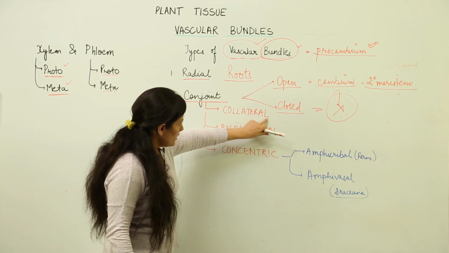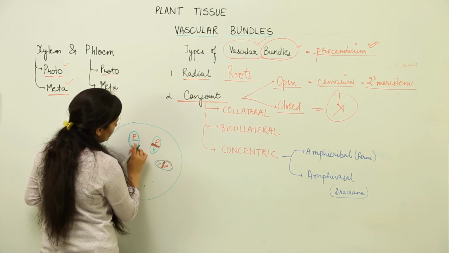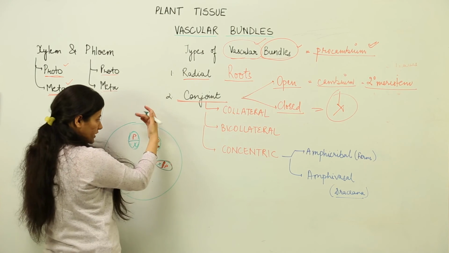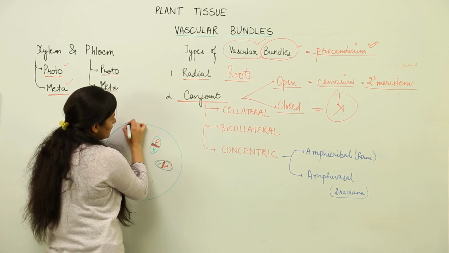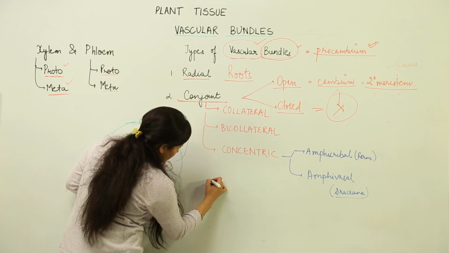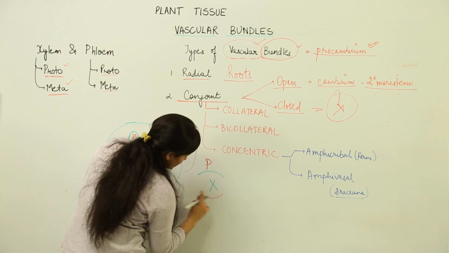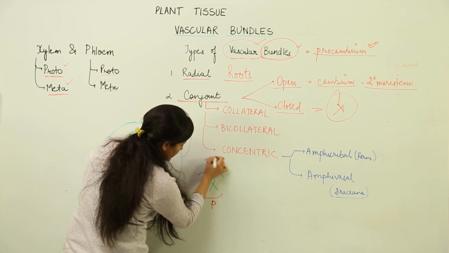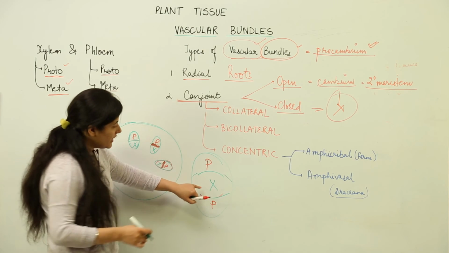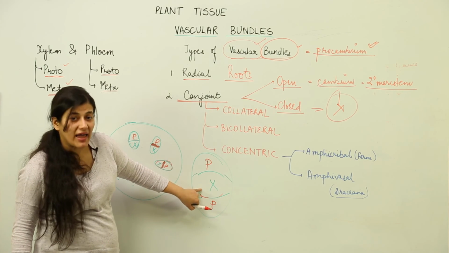Now, collateral is one case where we have this arrangement. This is conjoint collateral, simplest one. Xylem is present inside, phloem is present outside, that means towards the periphery, that means the epidermis of the stem. In case we have xylem, phloem is present towards both the sides, then such a bundle would be known as bicollateral. That means xylem is surrounded by phloem on both the sides. That is a bicollateral bundle.